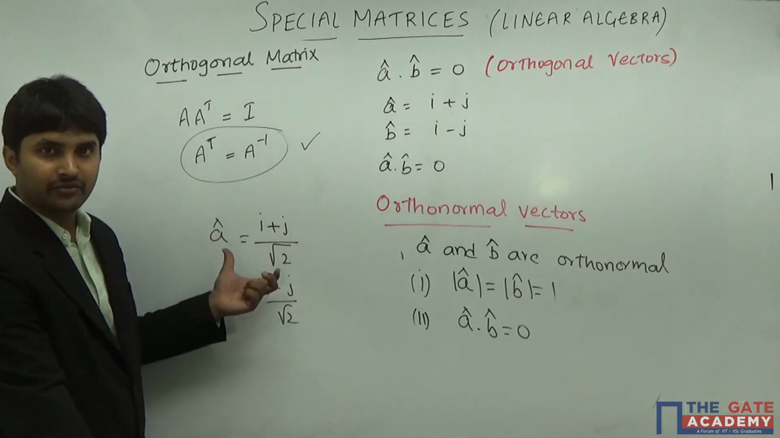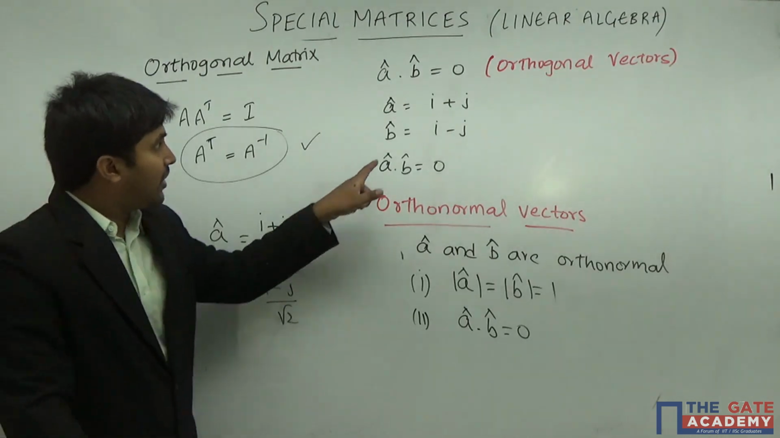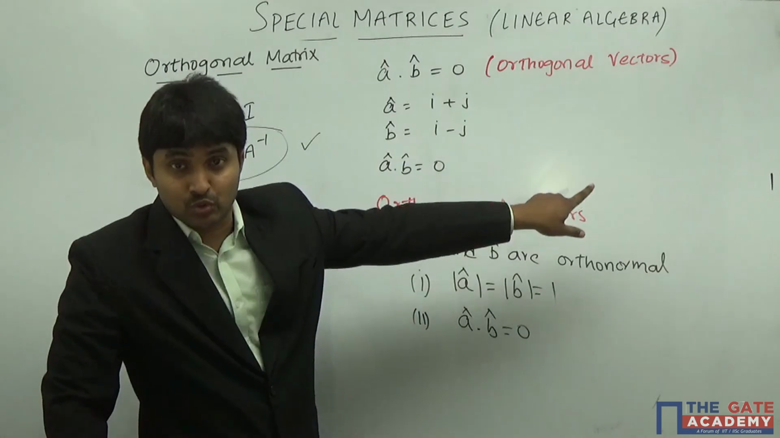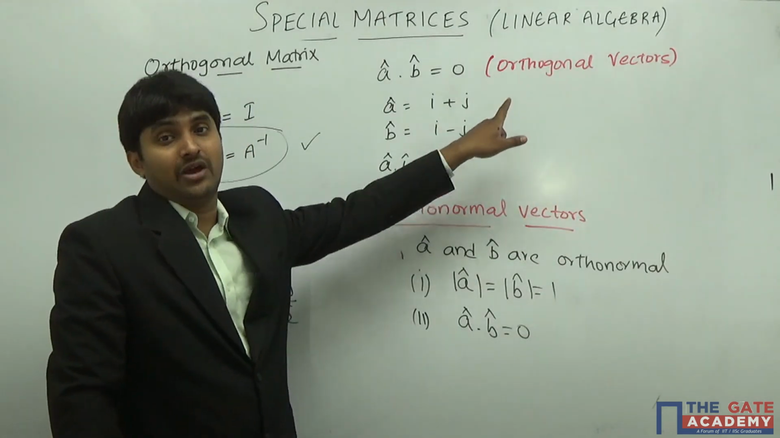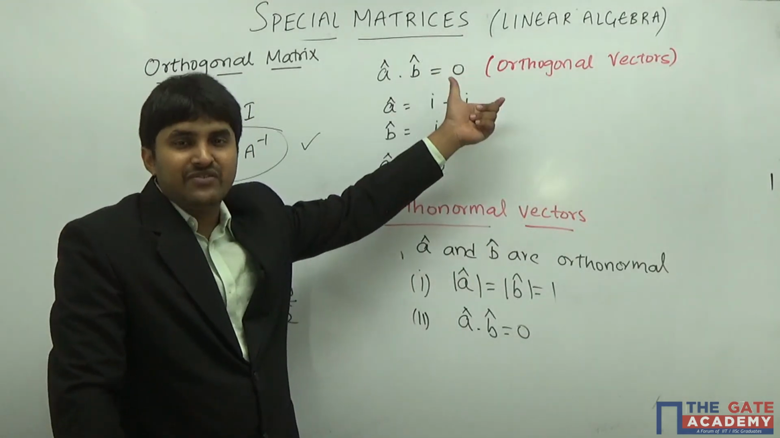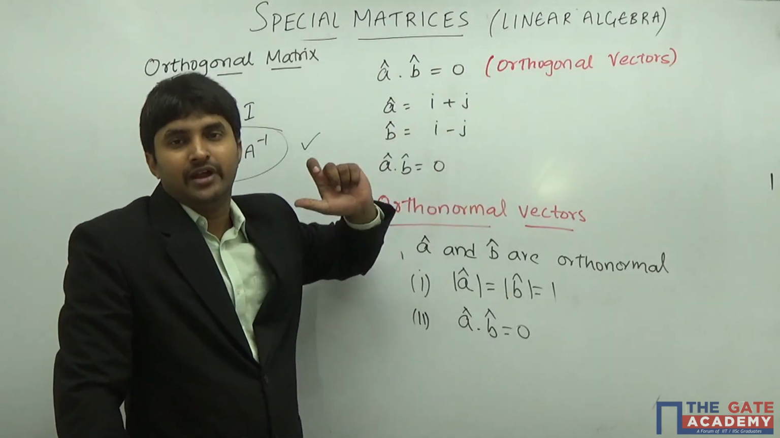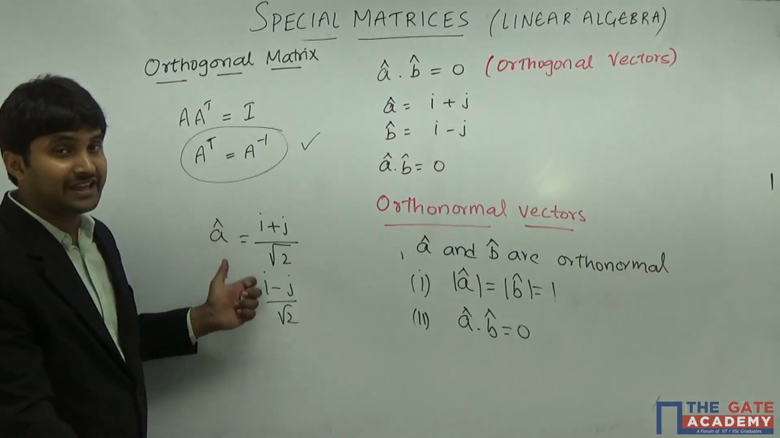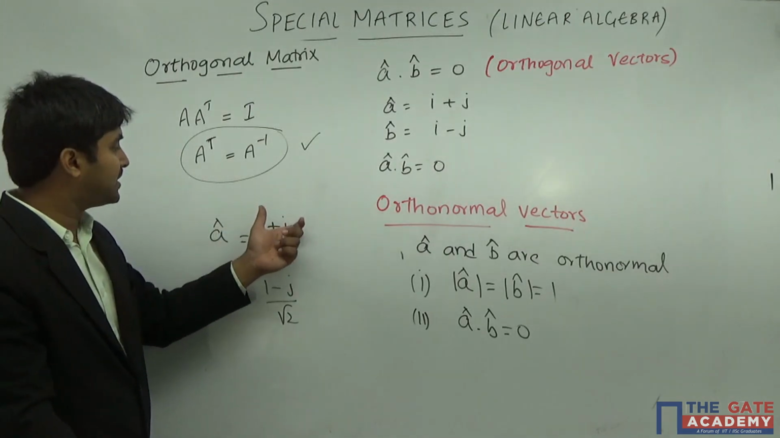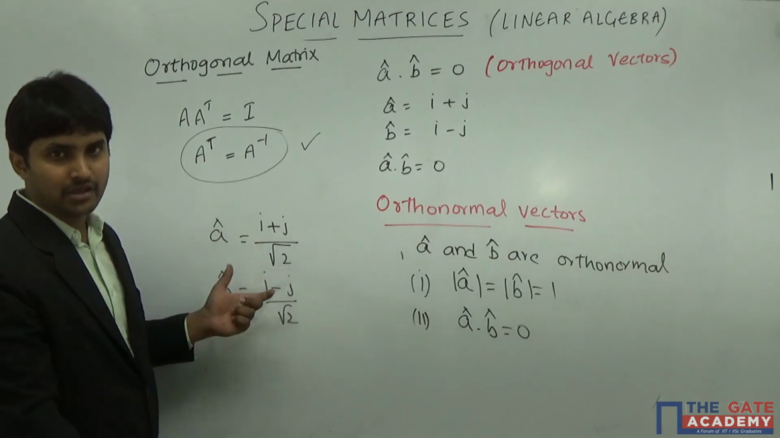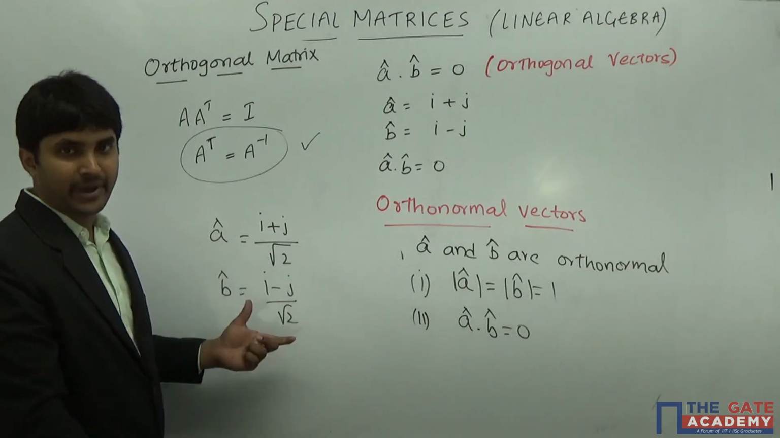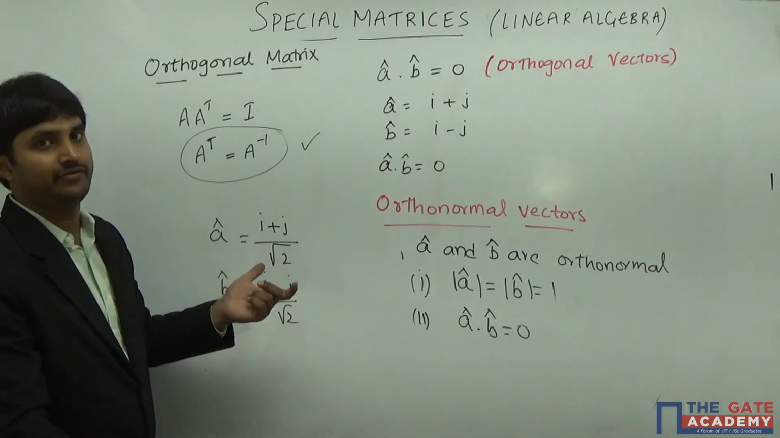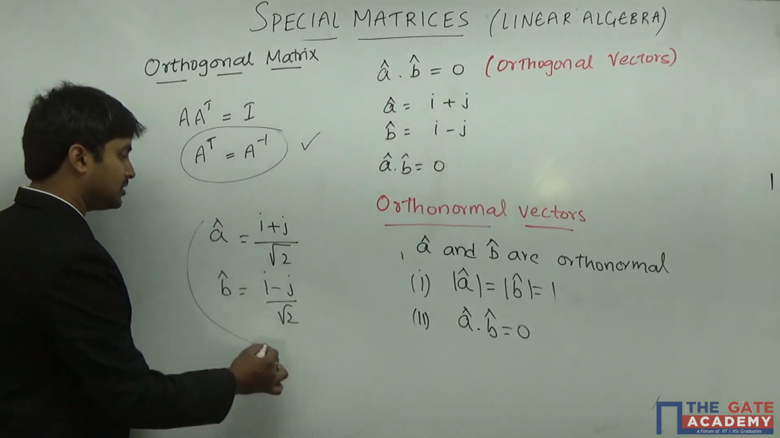How did I get the idea whether they are unit vectors or not? I have seen that for i plus j, the magnitude is going to be equal to root 2, and i minus j is also going to have a magnitude equal to root 2. Any vector, when you divide by its magnitude, gives you the unit vector. So that's what I have written here. Now I am directly writing A bar is equal to i plus j by root 2 and i minus j by root 2. Now the dot product is equal to 0 and they are unit vectors.